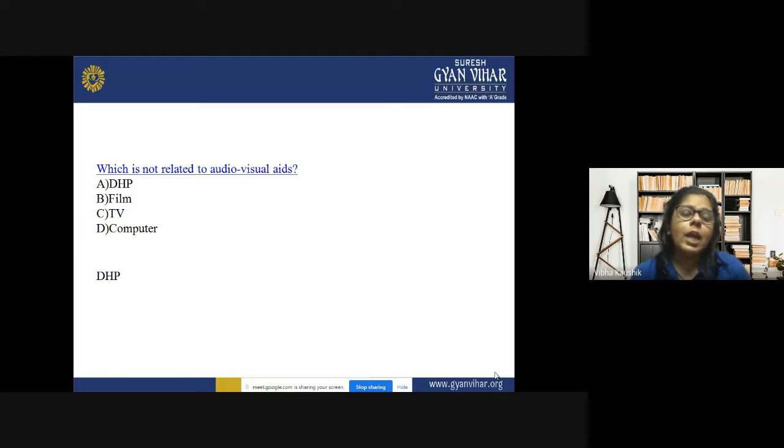Now why can it not be a film? Because the film is an audio visual aid, because in a film we see and hear what is going on. Through TV also we can hear and see things simultaneously. A computer is also an audio visual aid because we see the things presented on the monitor, which is a visual aid, and with the help of the speakers of the computer we can hear also. So it's an audio visual aid. So the correct answer will be option A, that is OHP.